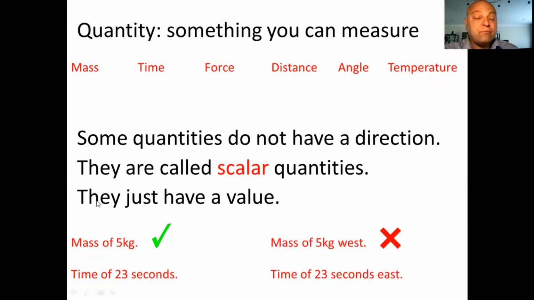Likewise with time, you can have a time of 23 seconds. That is perfectly right, perfectly correct. A time of 23 seconds left just does not make sense. So what I'm saying is they are scalar quantities. You only need the values of them for it to make sense.